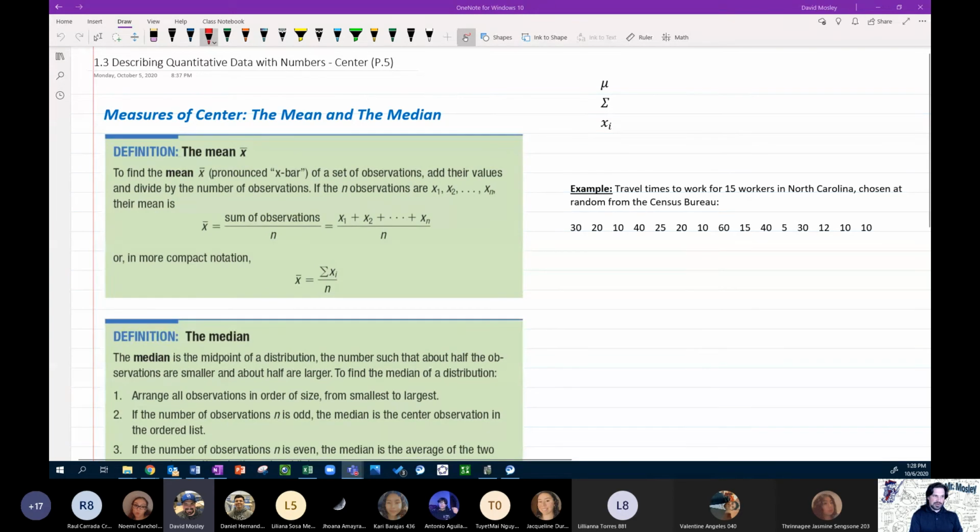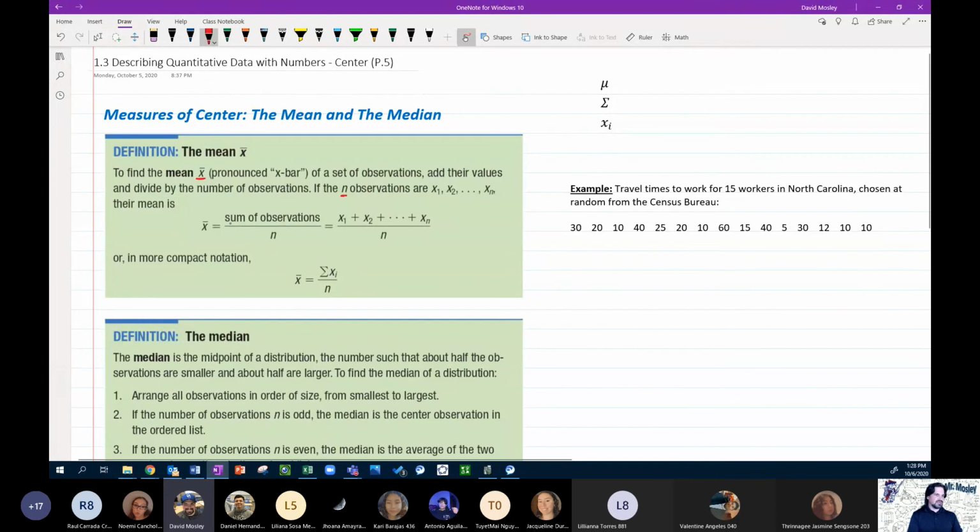We find the mean, or x bar. A little notation here, pronounced x bar. To find the mean of a set of observations, add their values and divide by the number of observations. If the n observations, so n represents how many numbers I have, are x1, x2, ... x sub n, this is just a way to label that I have n things in my list. x1 is the first thing, x2 is the second thing, and so on. It's just a labeling and naming convention using symbols.